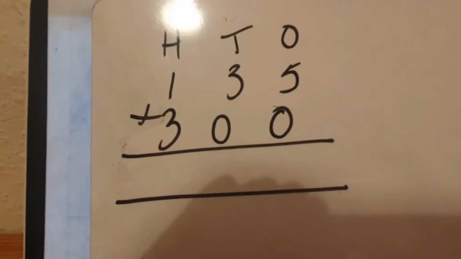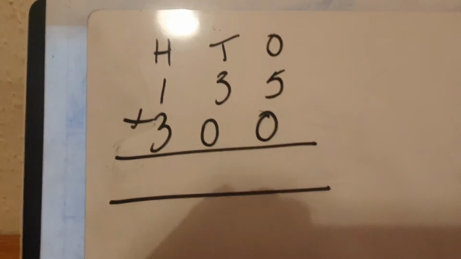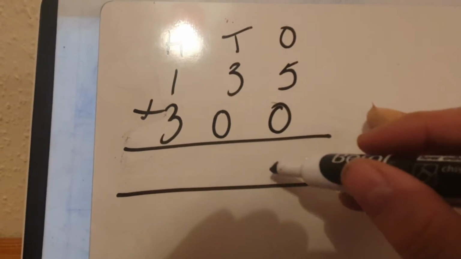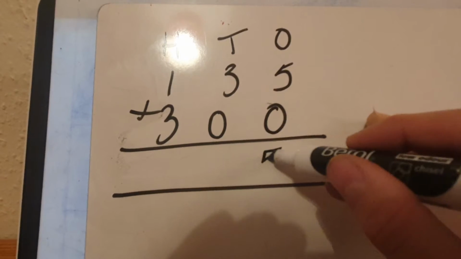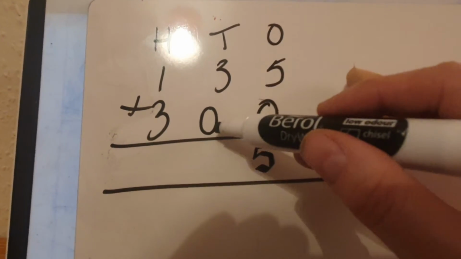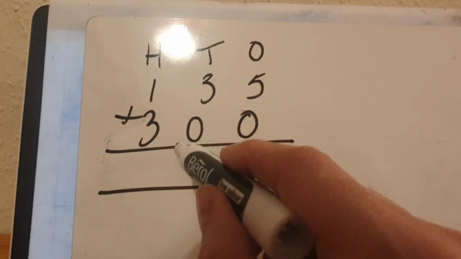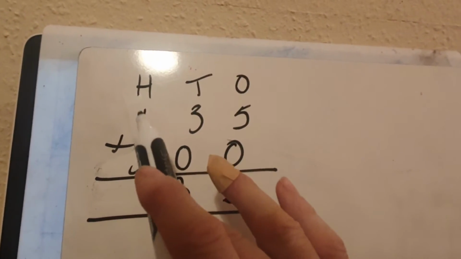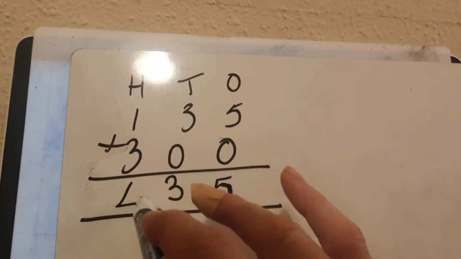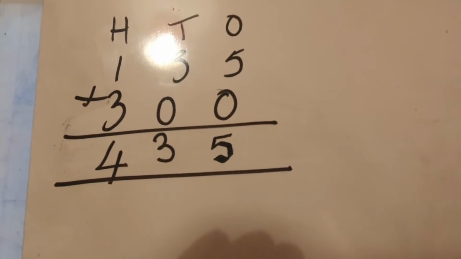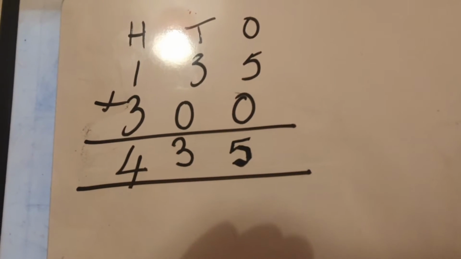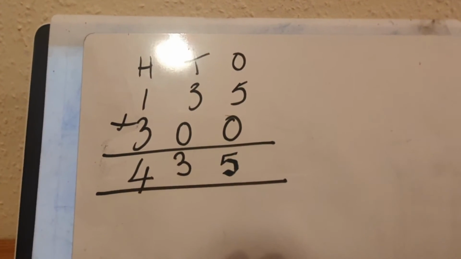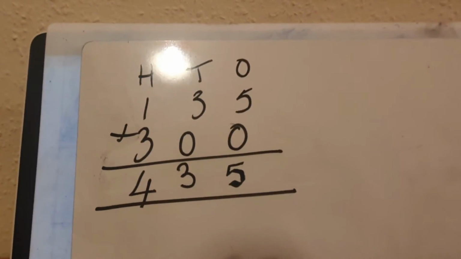Okay, so now I've got 135 and I want to add 300. So I don't need to add any more ones. 5 add no ones is 5. I've got 3 10s now, and I'm not going to add any more 10s. So that's a 3. And 1 and 3, so 100 and 300 is 400. So our answer there is 435. So what we're doing there is we're looking at adding 1s, 10s and 100s to 3-digit numbers.